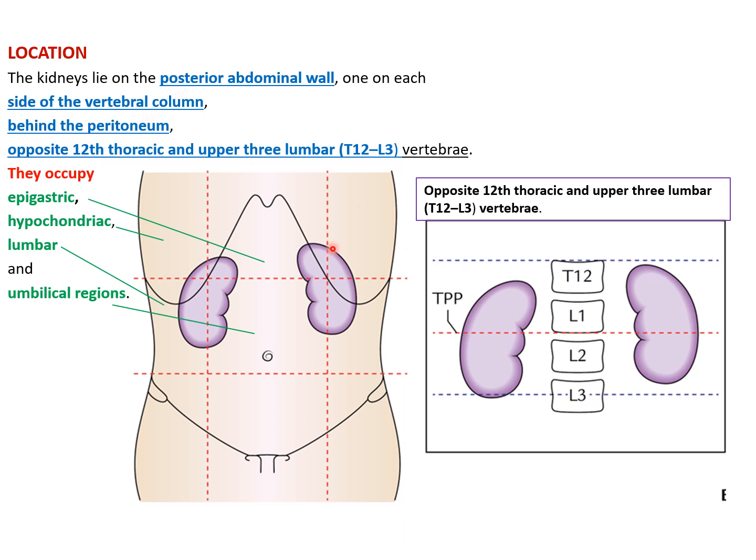Kidneys are located on the posterior abdominal wall on either side of the vertebral column, behind the peritoneum, opposite the 12th thoracic vertebra and upper 3 lumbar vertebrae. They occupy 4 regions of the abdomen, that is the hypochondriac, the epigastric, the umbilical and the lumbar regions.